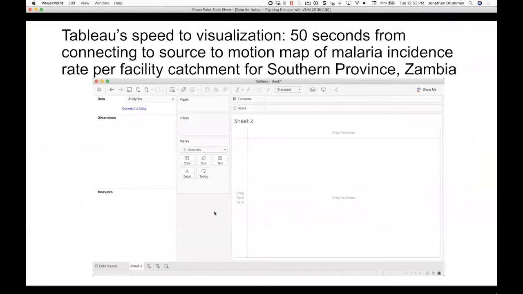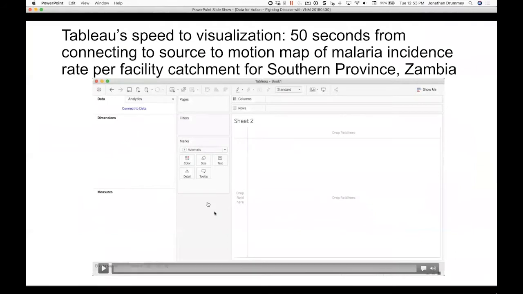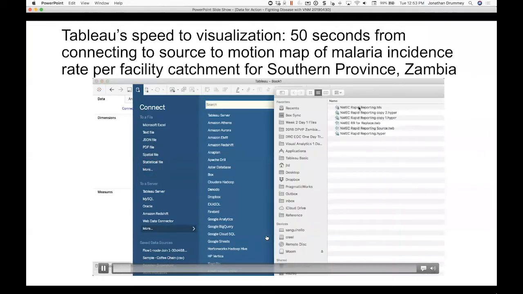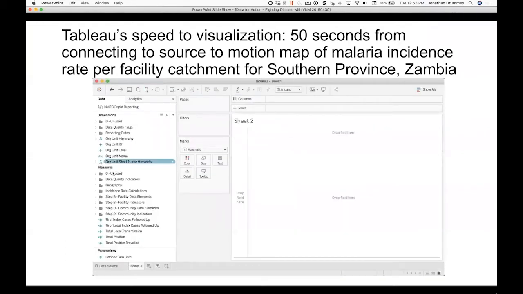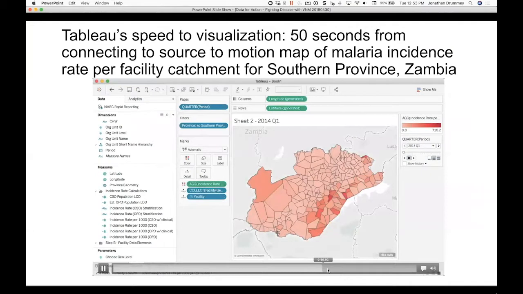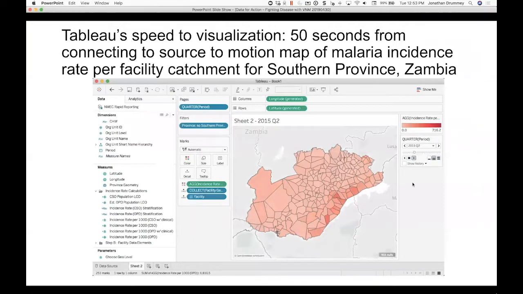This is a huge chunk of why we use Tableau, it's just that it's really fast to be able to build out views, connect to a variety of different data sources, and then have interesting and innovative visualizations. So I'll skip to this piece where we're putting this map in motion of malaria incidence over time.